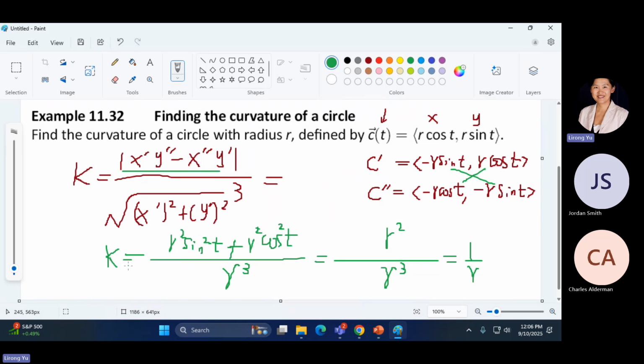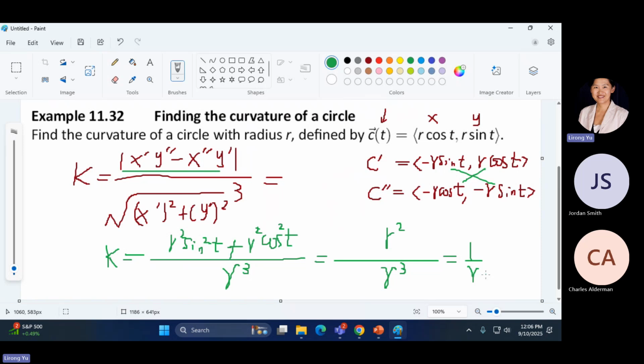This is very interesting. We can see a reciprocal relation between the curvature and r. That is, the bigger the circle, whenever the radius is large, the smaller the curvature, right? Even when we are walking on the road, we feel like we're walking straight. Supposedly the curvature is almost 0, but we're walking on Earth, right?